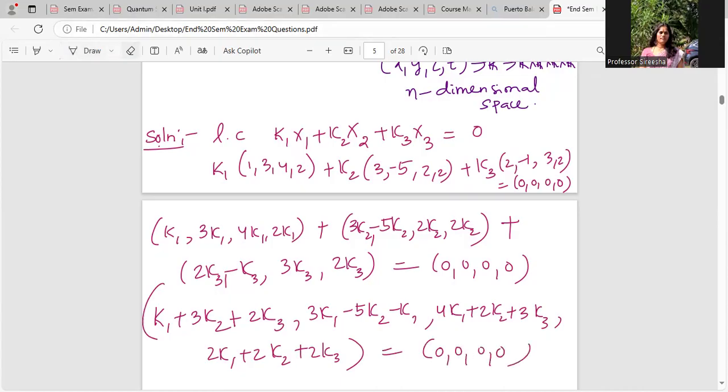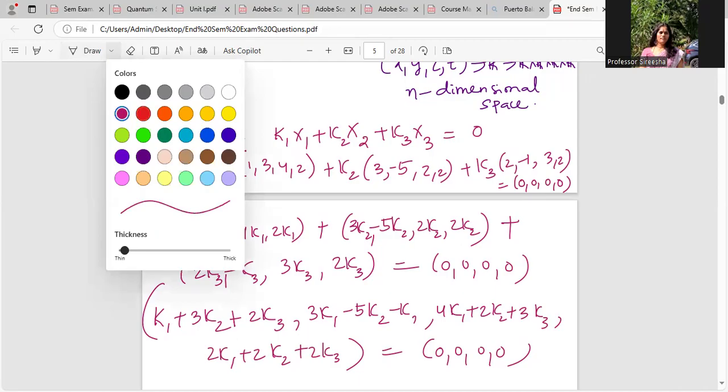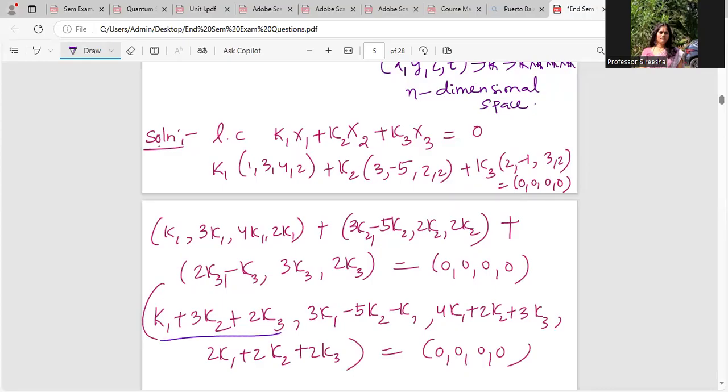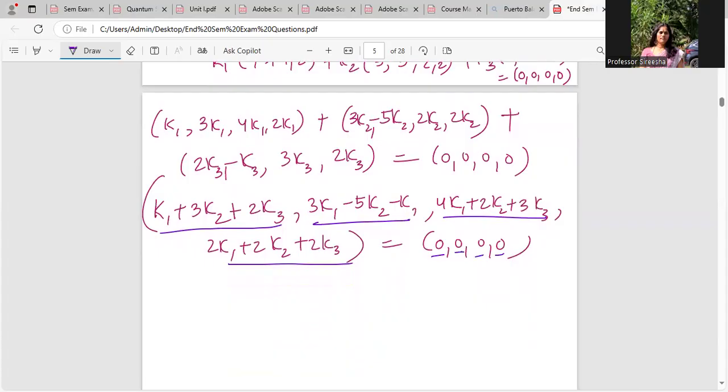I'll separate the components on the LHS and RHS by equating them with one another. Okay. So this will go to this, and this one to this one. Anyways, on the RHS, all are zeros, so any zero can be matched with the other. K1 plus 3K2 plus 2K3 is equal to 0. 3K1 minus 5K2 minus K3 is equal to 0.